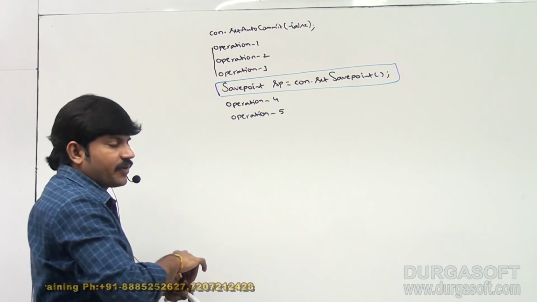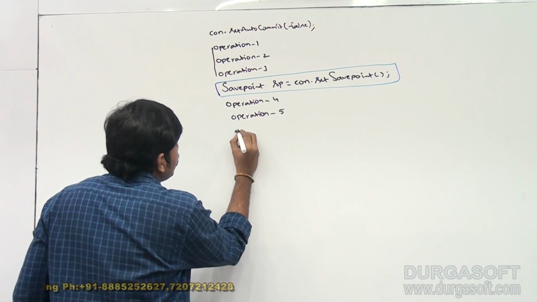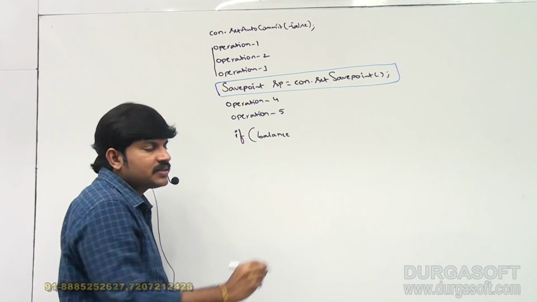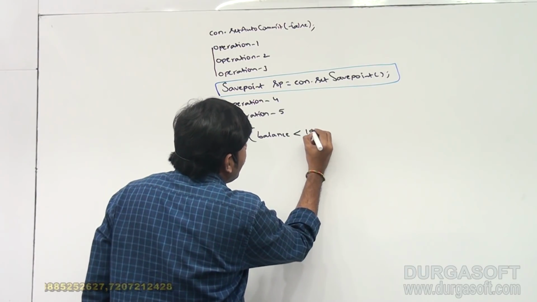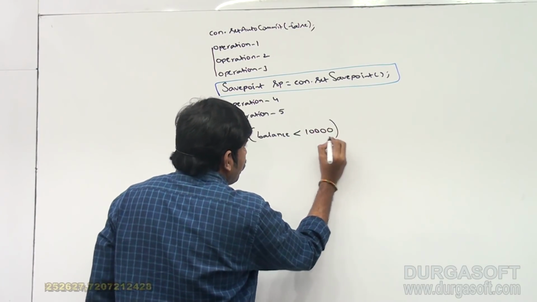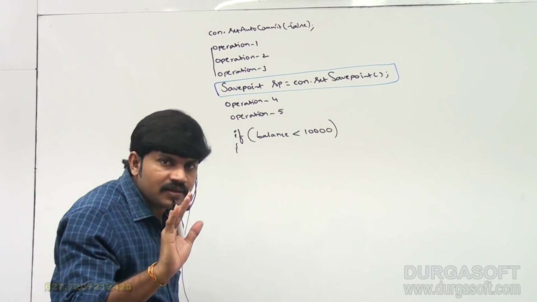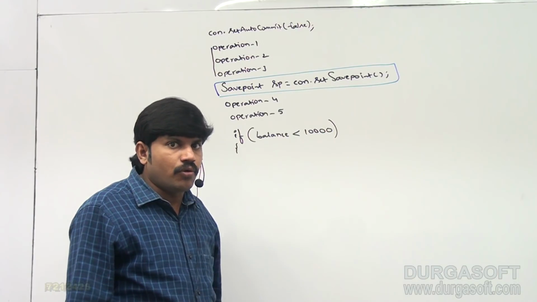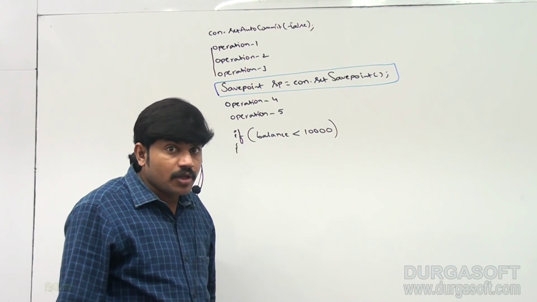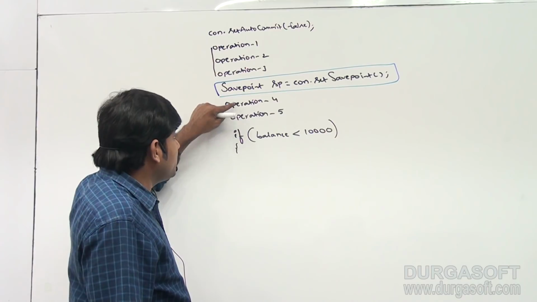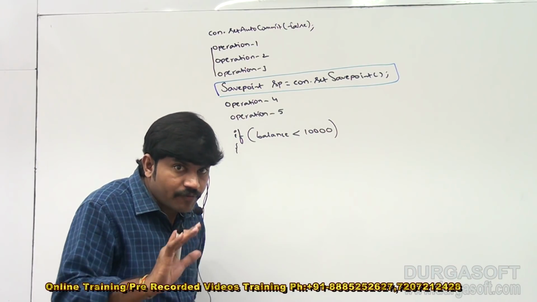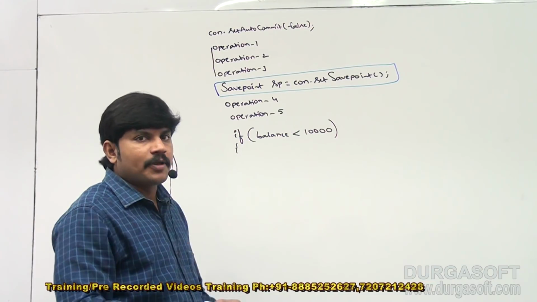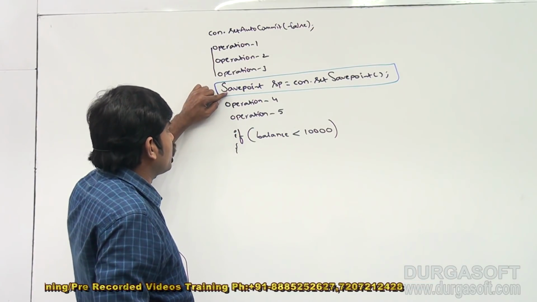At this point of time, what I want to do is: if the balance is lesser than 10,000, something goes wrong. Don't perform these 4 and 5 operations. I have to roll back all operations with respect to this save point.